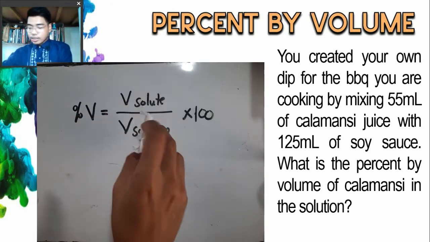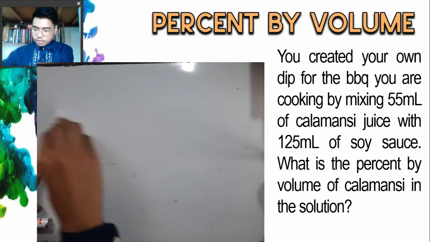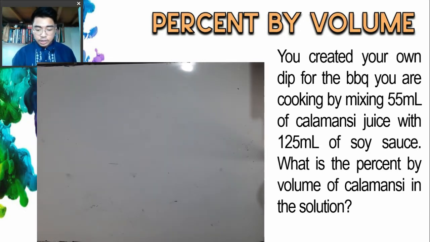Okay? Now, let's consider the next problem that is also present on page number 5 of our module. And let's adapt the GRESA method once again. You created your own dip for the barbecue you are cooking by mixing 55 ml of calamansi juice with 125 milliliters of soy sauce. What is the percent by volume of calamansi in this solution? Okay? When it comes to percent by volume, we are not going to convert from milliliters to liters since the values are the same. We are just going to convert if the units for the volume or for the mass are not the same.